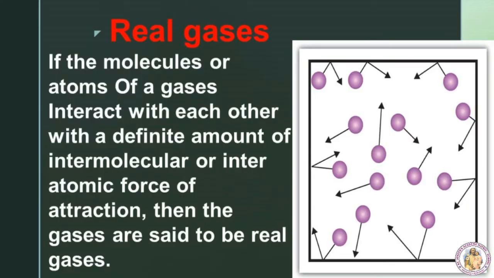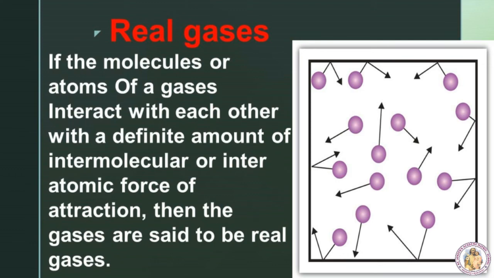Let's see what the types of gases are. Gases are classified as real gases and ideal gases. What are real gases? If the molecules or atoms of a gas interact with each other with a definite amount of intermolecular or interatomic force of attraction, then the gases are said to be real gases. If you take gases, inside there are molecules or atoms, and there will be an interaction from one atom to another atom. There will be an interatomic force of attraction.